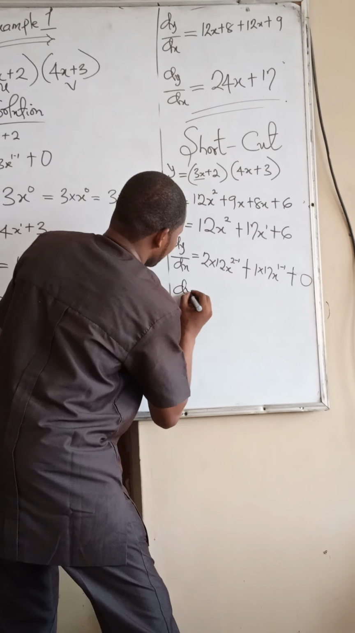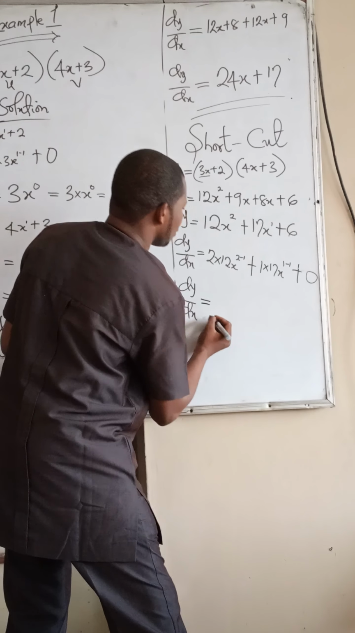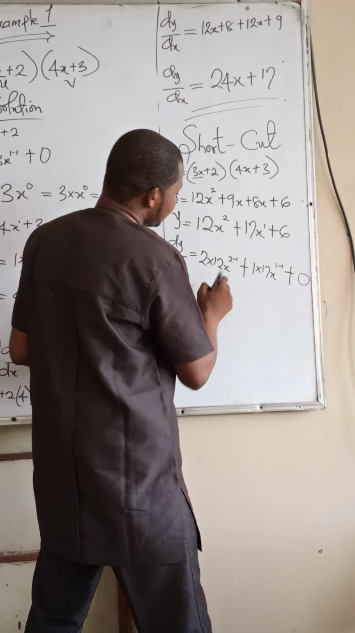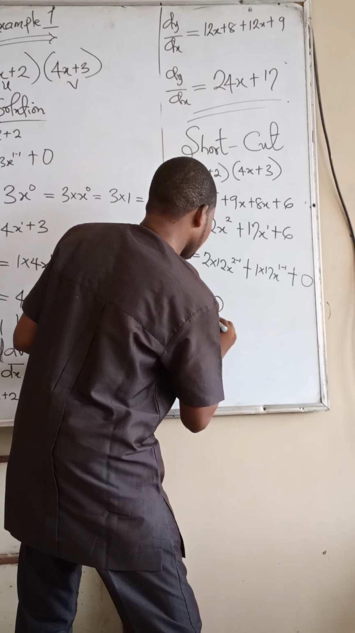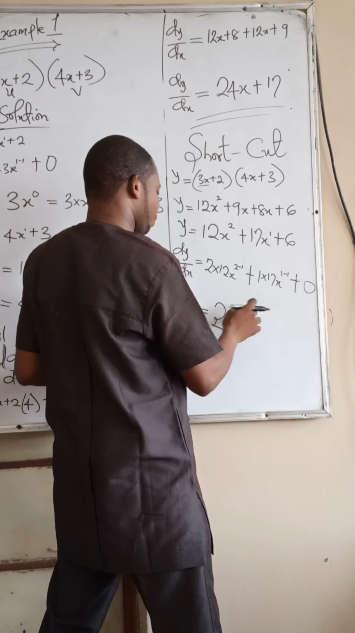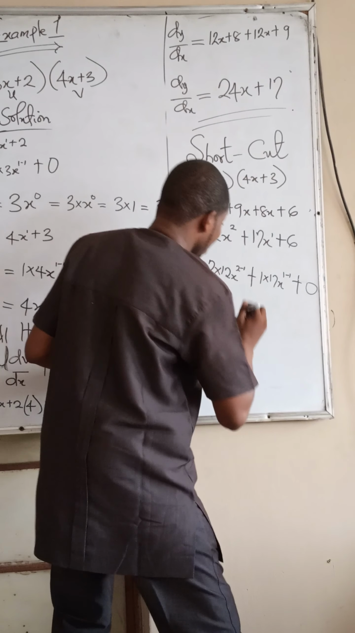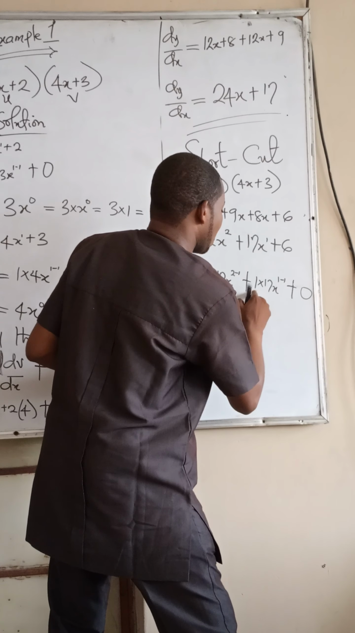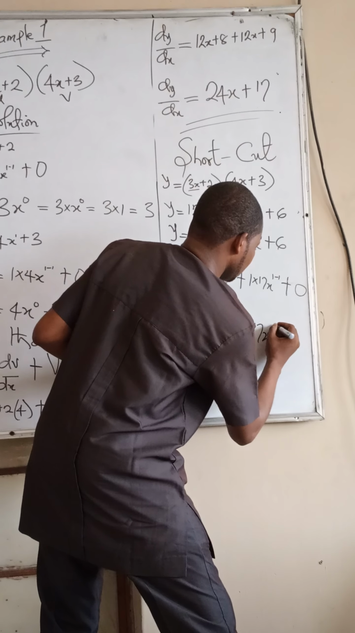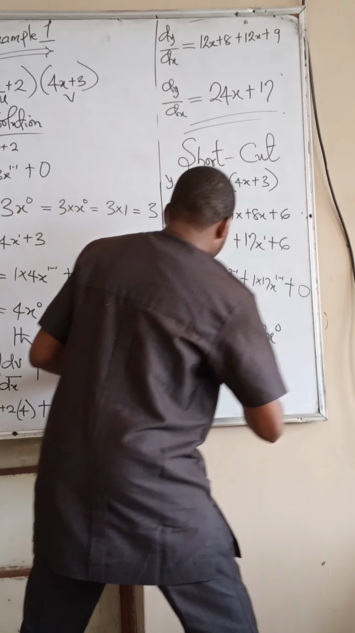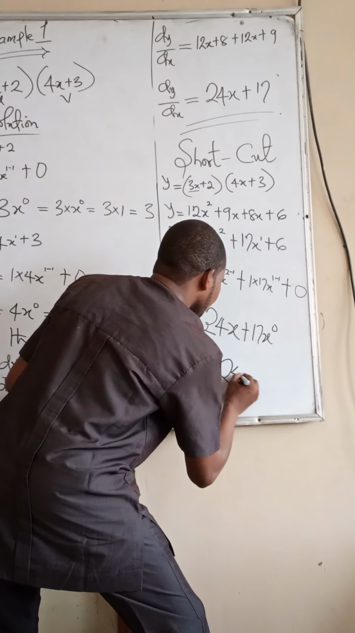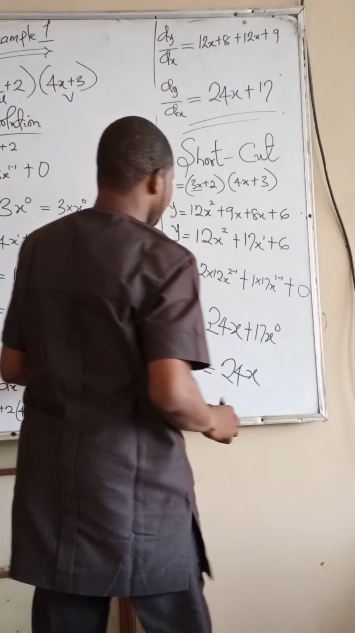At the end of the day, you have dy/dx is equal to this times this gives us 24x. 2 minus 1 is 1. Just put the 1 and leave it. It's the same thing. So we move to the next one. Plus 1 times 17x gives us 17x. So 1 minus 1 is 0. So at the end of the day, dy/dx is equal to 24x.